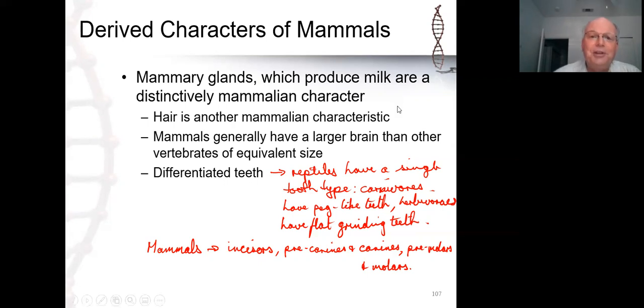So differentiated teeth is a hallmark of mammals, and you can very easily tell whether you're looking at the jawbone of a reptile or a mammal, because if you see a single type of tooth, it's a reptile. If you see different types of teeth, particularly all three forms, then you know you're looking at a mammal.